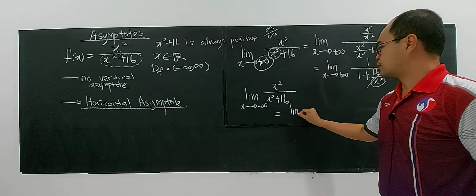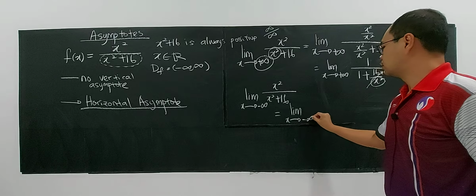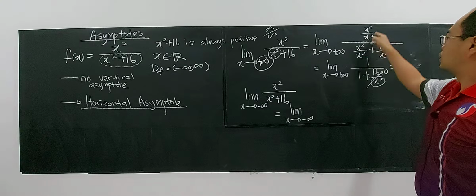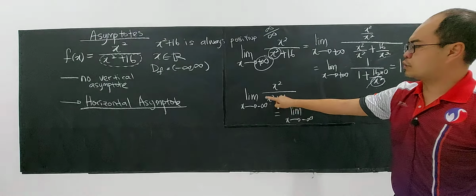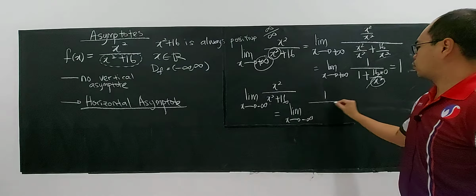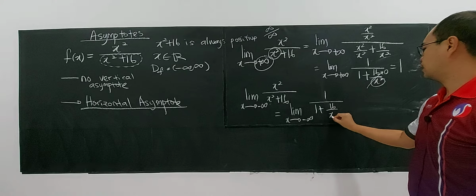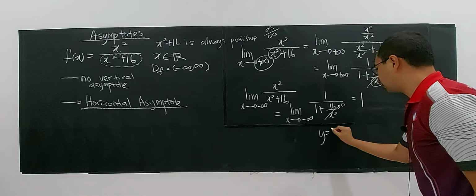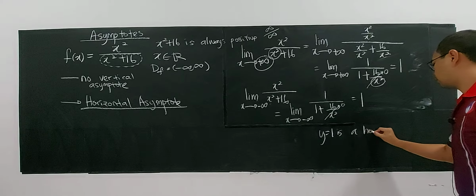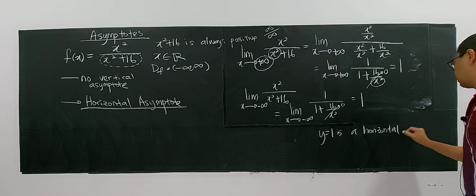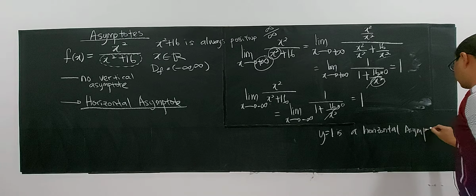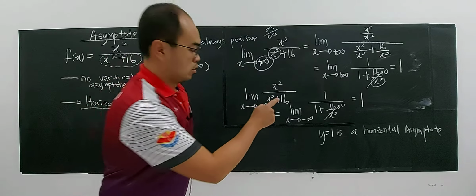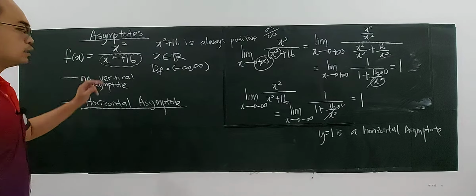We can further check whether there is a second possible horizontal asymptote. The method applied will be the same, the case of infinity over infinity. Divide by the highest degree of the denominator and you will get 1 over 1 plus 16 over x squared. This approaches 0, and we're getting 1. So y equals 1 is a horizontal asymptote for this function. There is only one asymptote, the horizontal asymptote, and there are no vertical asymptotes.